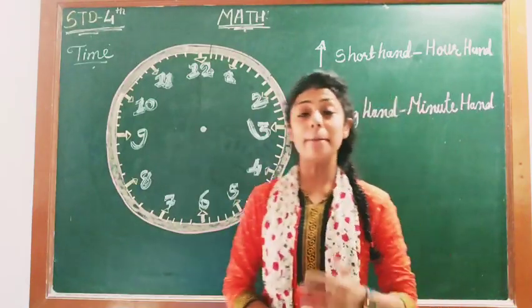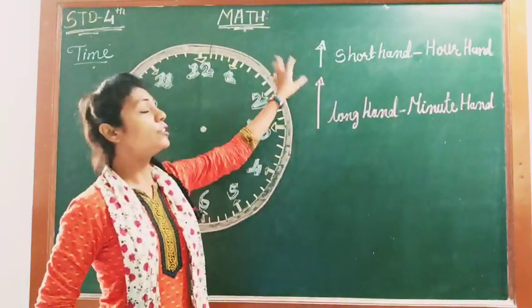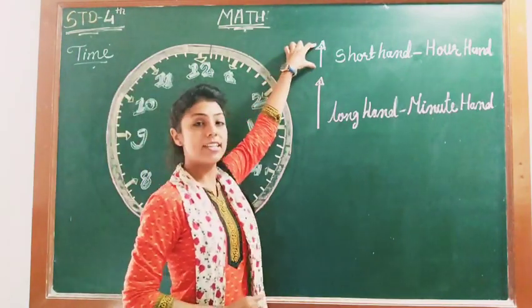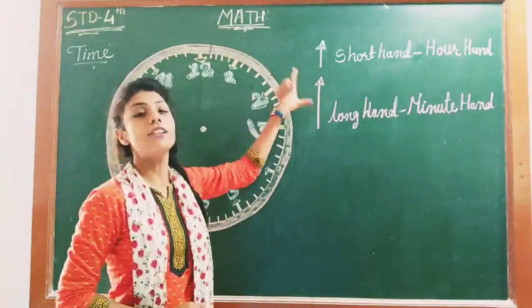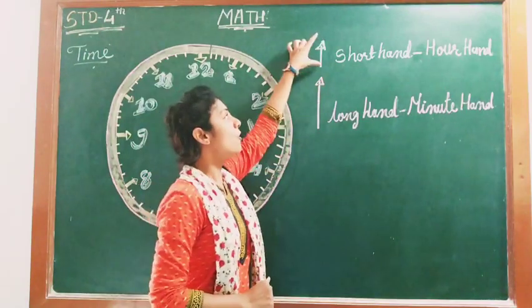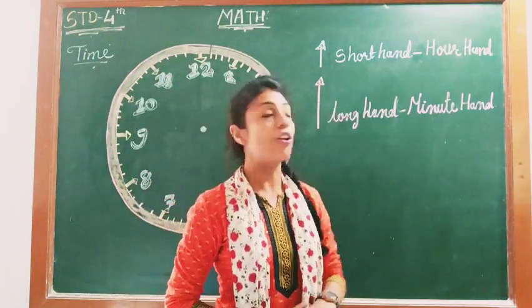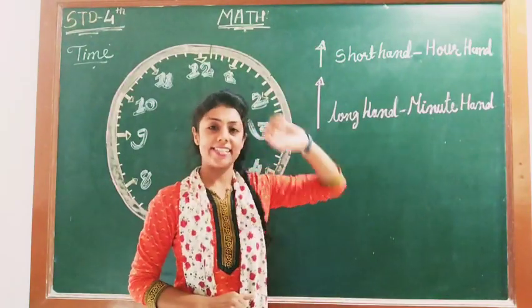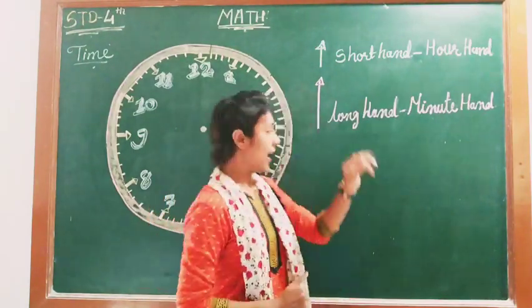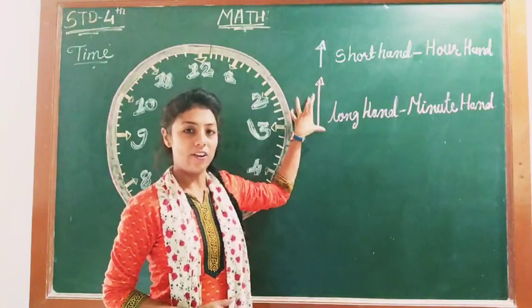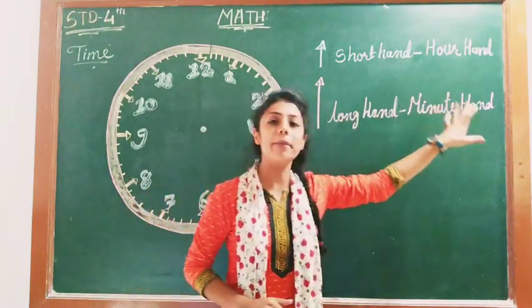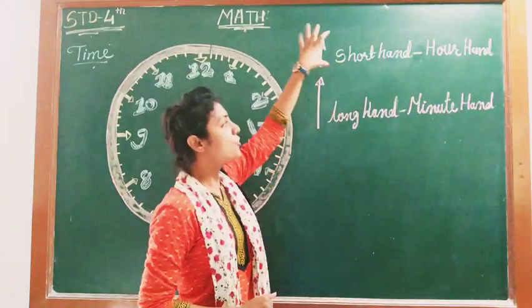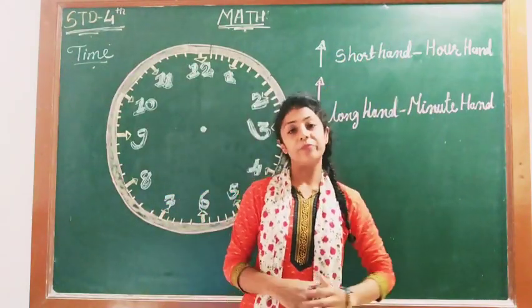In the clock, the main thing is there are two hands. This is the short hand and this is the long hand. The short hand stands for the hour and the long hand stands for the minutes. Long hand हमको minute बताता है, short hand hour बताता है.